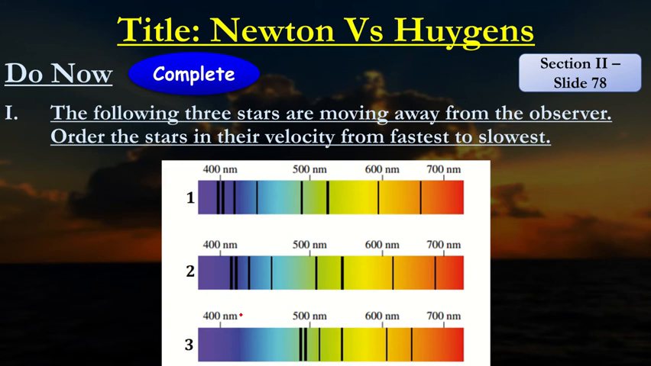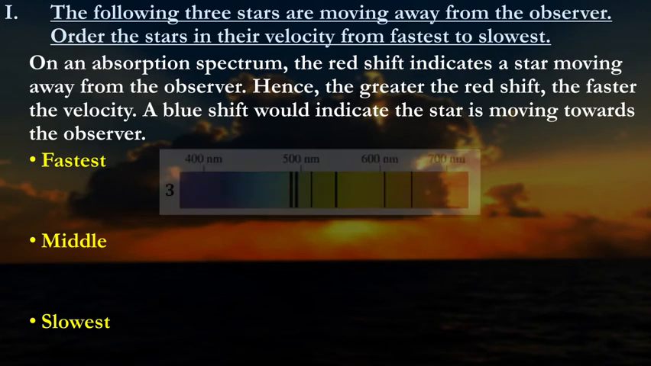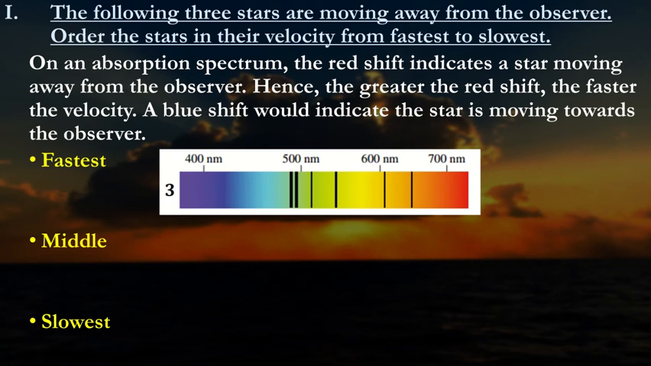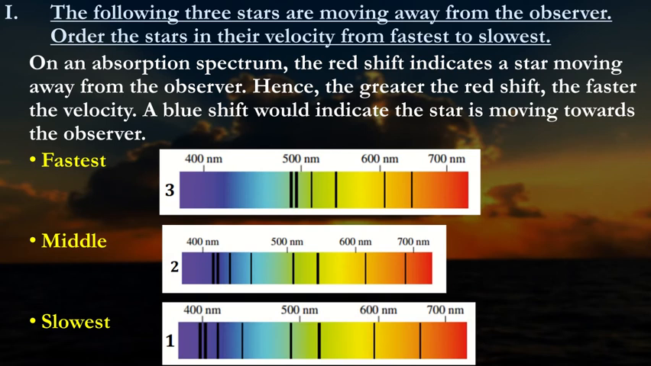It's saying you have 3 stars, and the question is which one is the fastest in terms of velocity, which one's the fastest, which one's the slowest. Now we remember from the Doppler effect or the absorption spectra, if it is a redshift, so lines are going towards the left, it's moving further away from us, so it's also the fastest. So star number 3 would have the greatest redshift, and so it would have the fastest movement away from us. And then we have star 2, and then we have star 1.